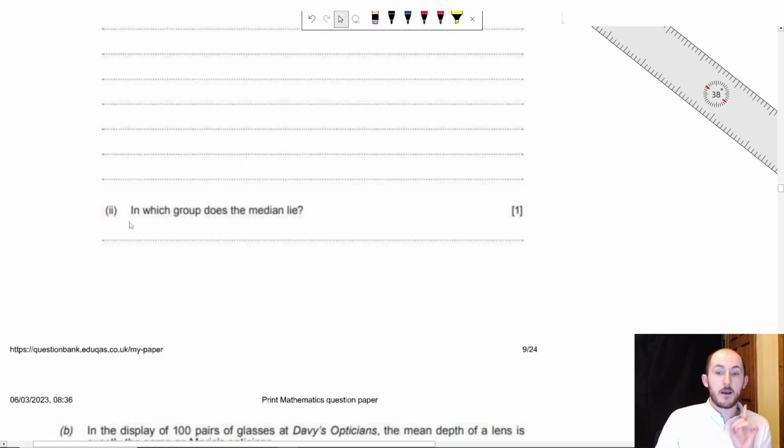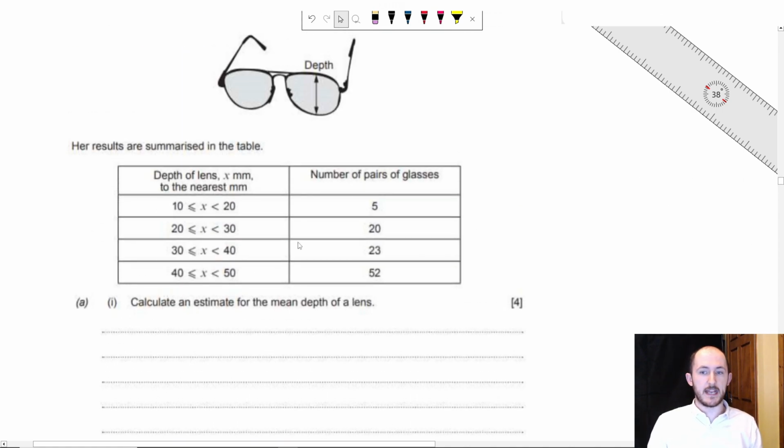Now, part 2, though: in which group does the median lie? This is actually something we should go through, because I haven't told you how to work out the median of grouped continuous data. Normally you put the data in order and then find the middle number, either by crossing off both sides or dividing by 2. With grouped data, the data is actually already in order, right? So all we need to do is find the middle.